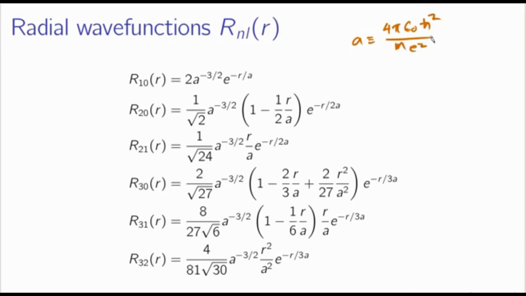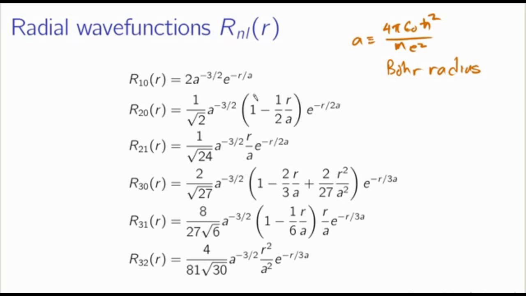This is a length, and it's called the Bohr radius, named of course for Niels Bohr. So this length tells you roughly the size of the radial wave function. It's appearing to the -3/2 power in all of these, more or less as part of the normalization constant. If a is smaller, you want your radial wave function to be larger, since you still need to cram all of that probability into a smaller space.